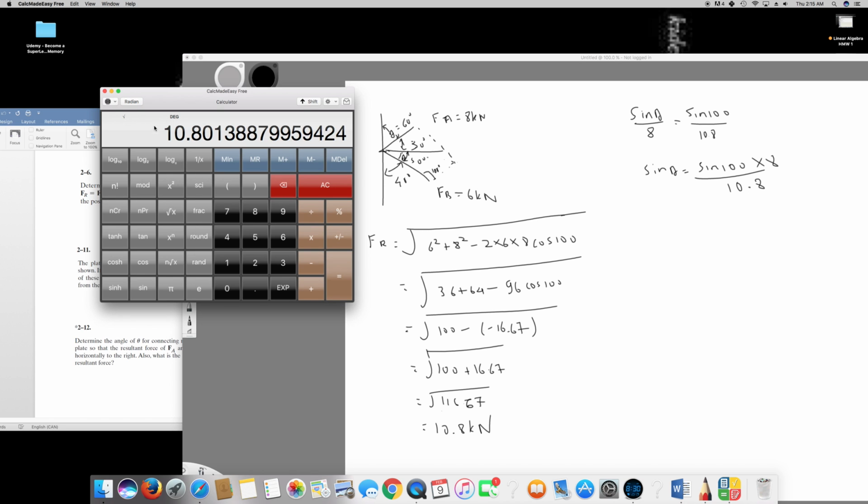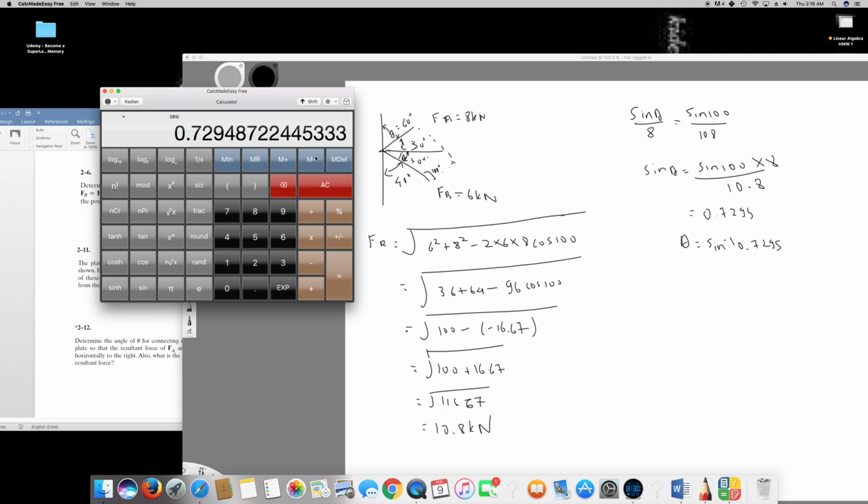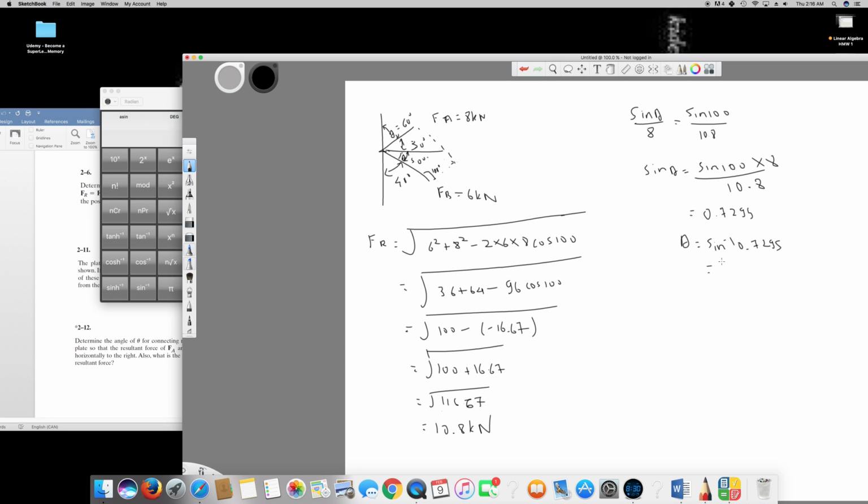So let's plug it in the calculator. Sine 100, multiply 8 and divide by 10.8 is equal to 0.7295. Since we have found sine theta, theta is going to be sine inverse of this number. So if I do that, let's see what I get. Let's first shift it, 0.7295 sine inverse is going to give 46.8 degrees. So 46.8 degrees is the angle that the resultant force makes.